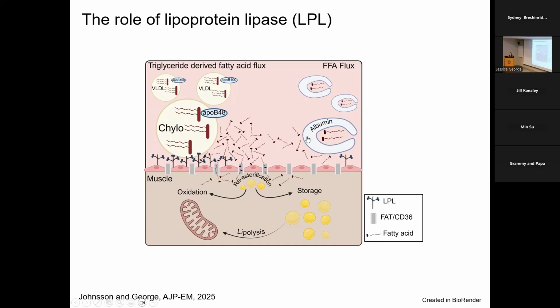These fatty acids from either the adipose tissue or chylomicrons can be taken up into muscle to be stored in lipid droplets or oxidized. But not all of these fatty acids are taken up. And so the fatty acids that remain out in the plasma end up on albumin to stay in the FFA pool.